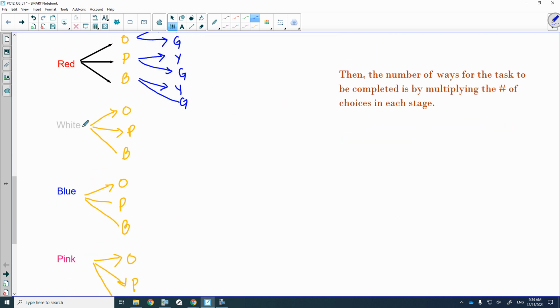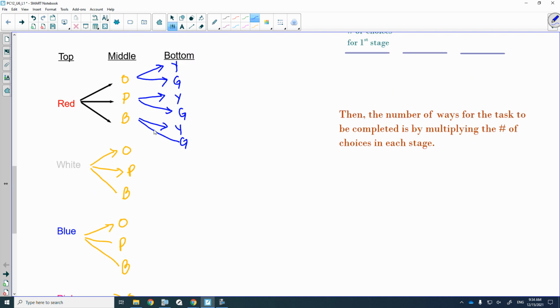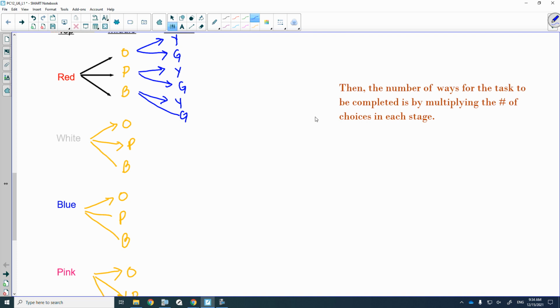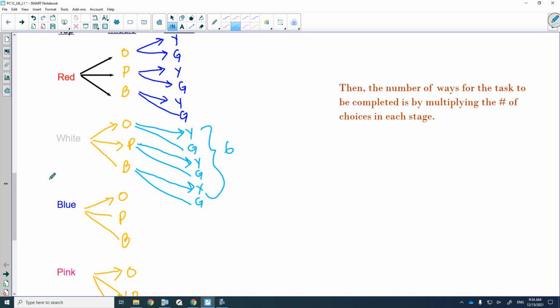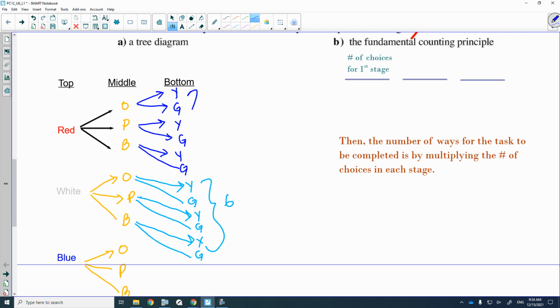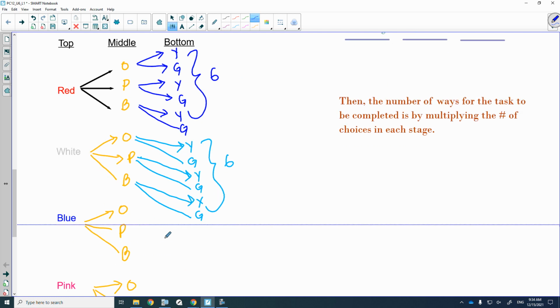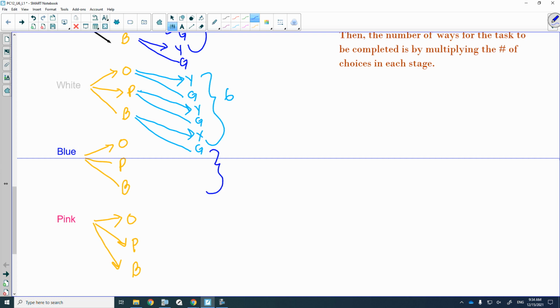Then it's going to work the same for the white top, right? Because we could have a toy with a white top, orange middle, and then the bottom, yellow or green. We could have a white top, pink middle, bottom, yellow or green. And same with white top, black middle, yellow or green bottom. With a white top, again, 1, 2, 3, 4, 5, 6, there's six possible combinations. There was six possible combinations with a red top. If you do the same for blue, so finish off your tree diagram, you're going to have six combinations of toys starting with a blue top, and six combinations of toys starting with a pink top.